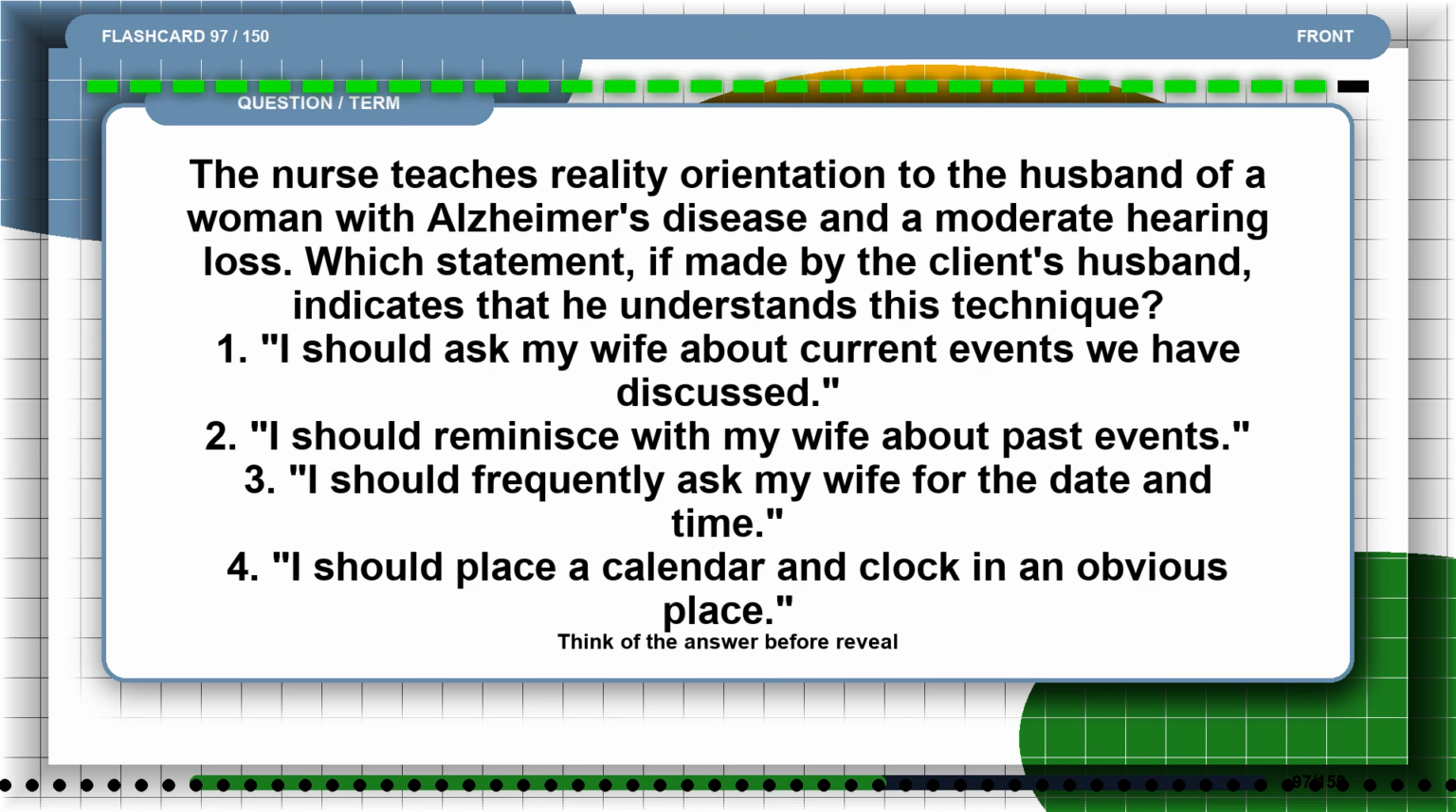Flashcard 97. The nurse teaches reality orientation to the husband of a woman with Alzheimer's disease and a moderate hearing loss. Which statement, if made by the client's husband, indicates that he understands this technique? 1. I should ask my wife about current events we have discussed. 2. I should reminisce with my wife about past events. 3. I should frequently ask my wife for the date and time. 4. I should place a calendar and clock in an obvious place. Think of the answer before the reveal.